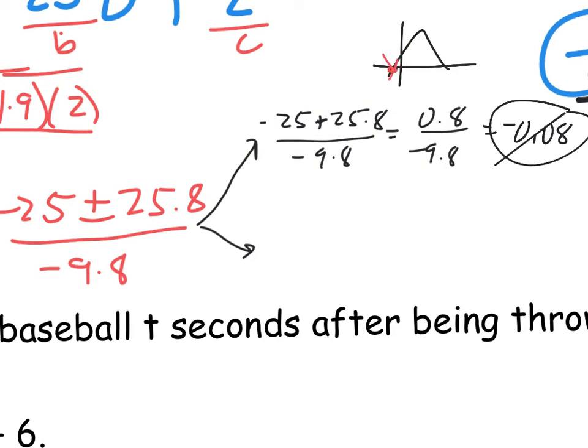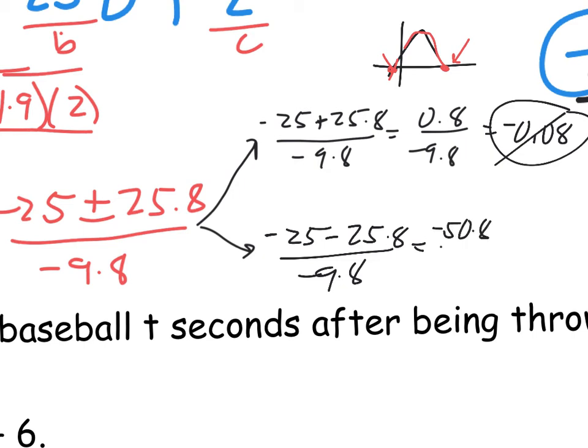Right there. And we don't want that one. We want when it goes up and then comes back down and hits the ground, or in this case, the lake. That's the answer we want. And that's the positive time. And that's going to be negative 25 minus 25.8 over negative 9.8. So it's going to be a big negative number divided by another negative number. It's negative 50.8 divided by negative 9.8.